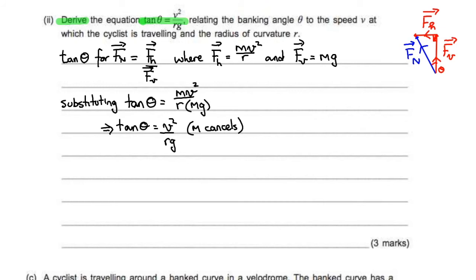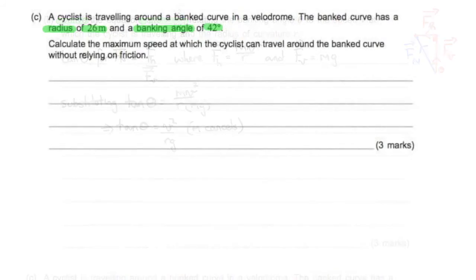Now if we substitute those two formulae into the ratio, we get that tan theta is equal to mv squared over r times by mg. Now the masses are going to cancel, so what we're left with is that tan theta is equal to v squared over rg.